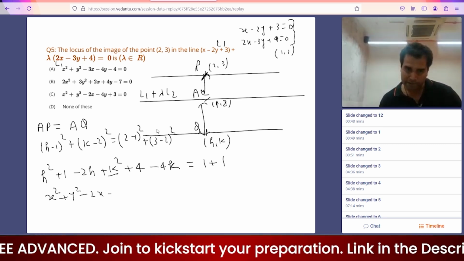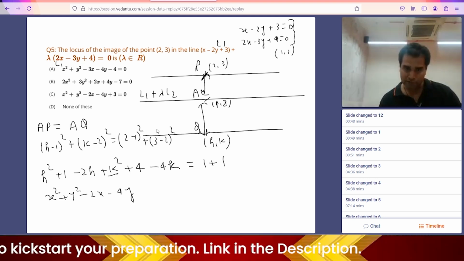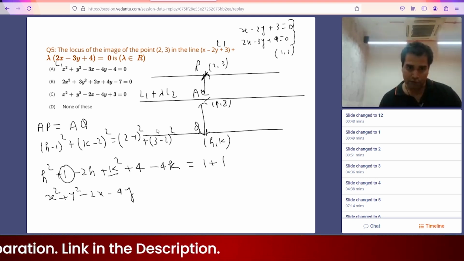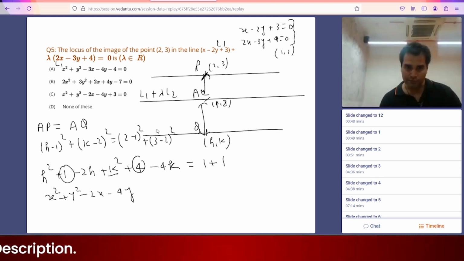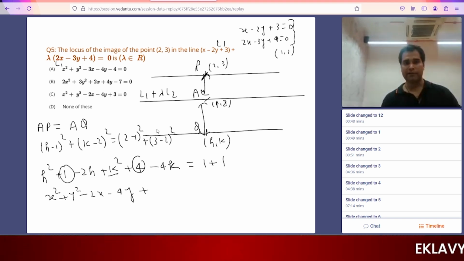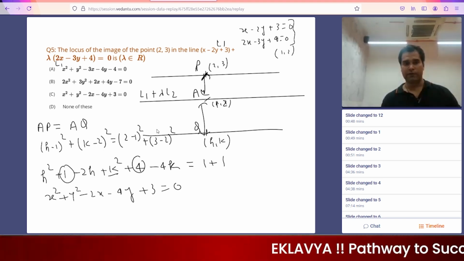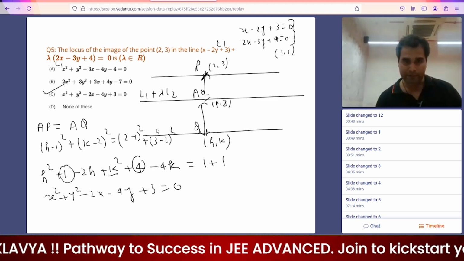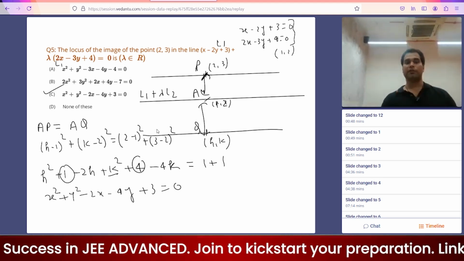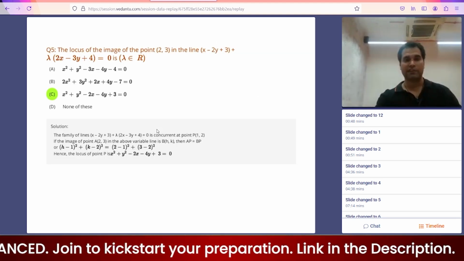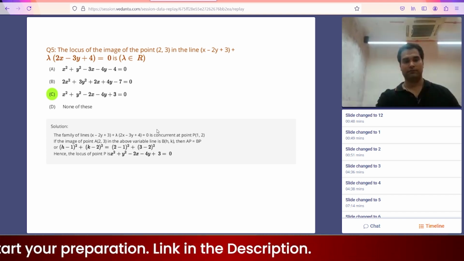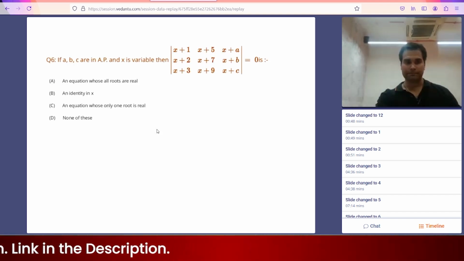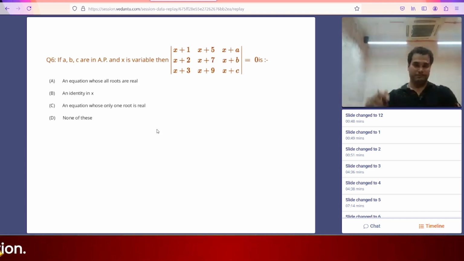And minus 2x, minus 4y, and here the constant is 1 plus 4 is 5, and 5 minus 2 plus 3 equal to 0. So here x square plus y square minus 2x minus 4y plus 3 equal to 0. Here option C is the correct answer. It's okay. Now let's go to the next question.